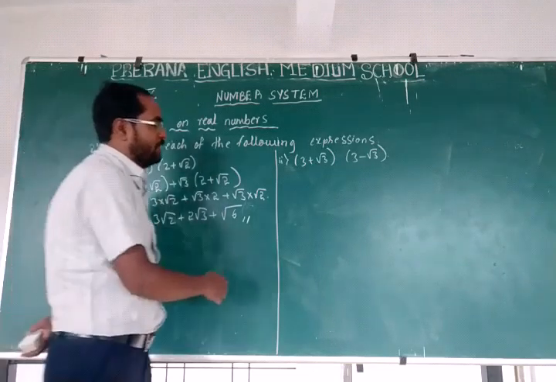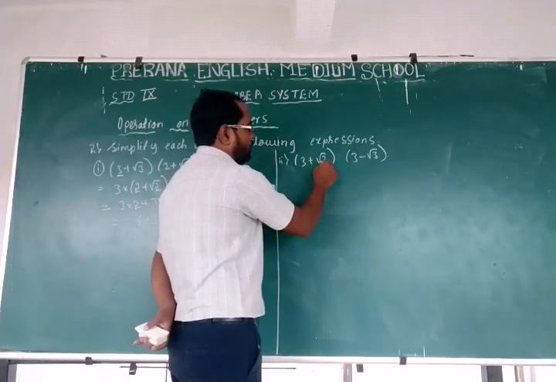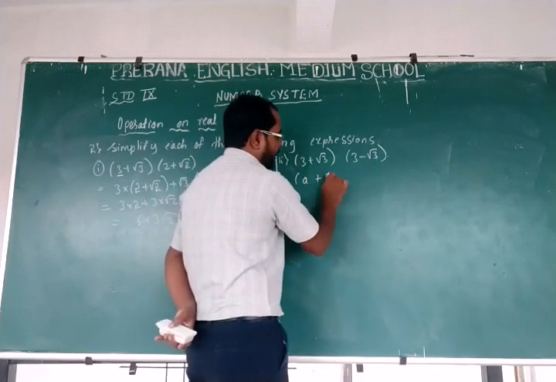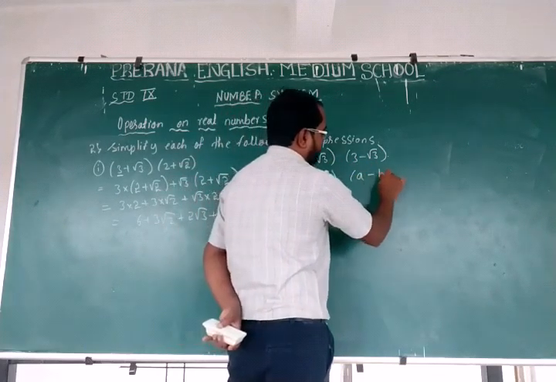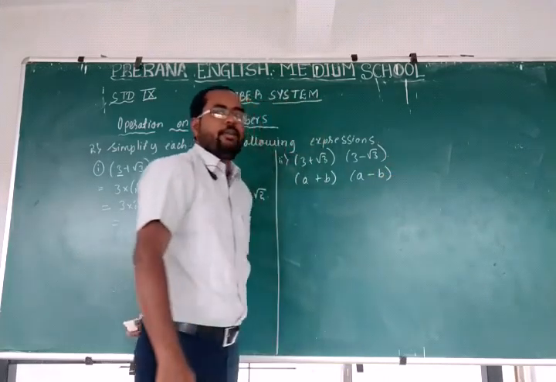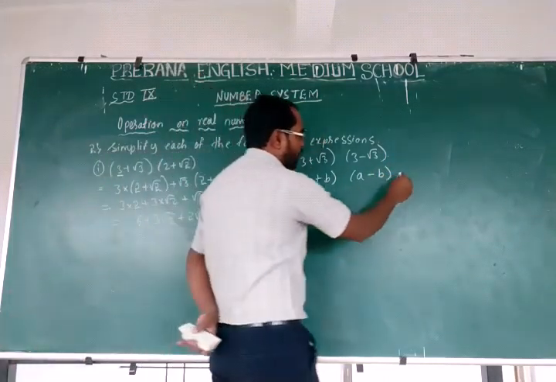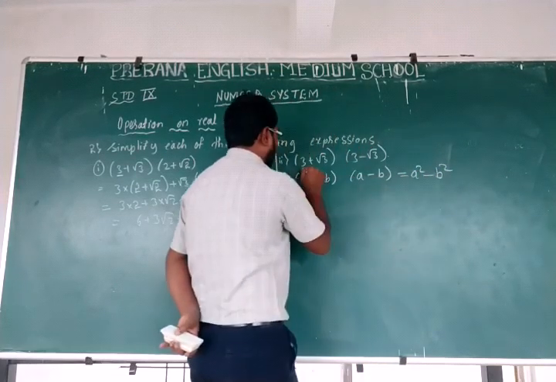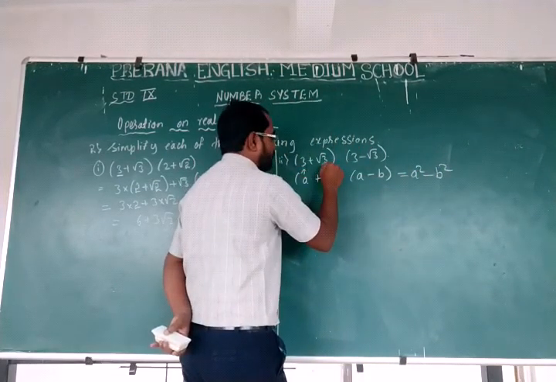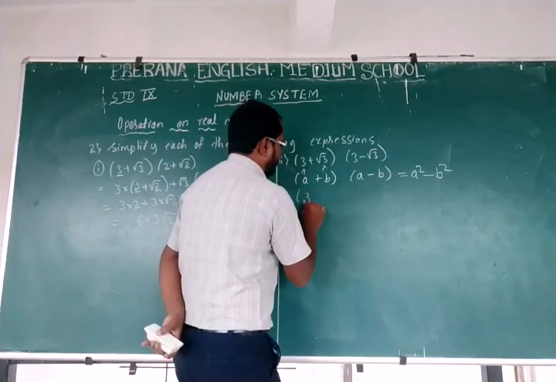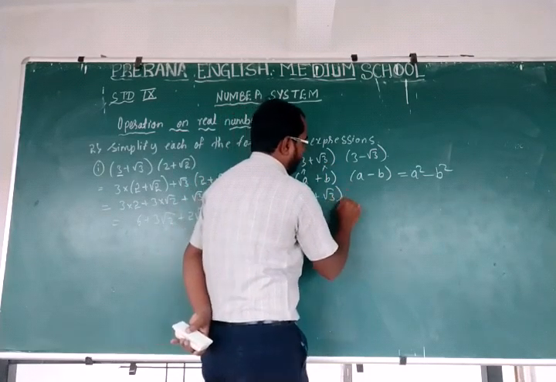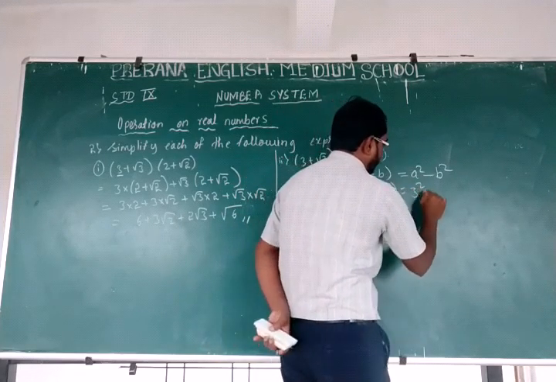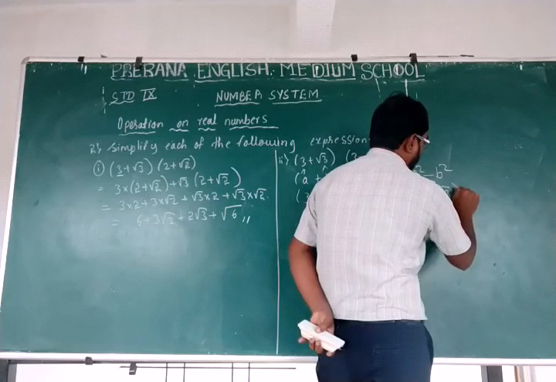The second one is given: (3 plus root 3)(3 minus root 3), which is in the form (a plus b)(a minus b). We know the identity (a plus b)(a minus b) is equal to a square minus b square. Here the value of a is 3 and b is root 3. So (3 plus root 3)(3 minus root 3) is equal to 3 square minus root 3 whole square.